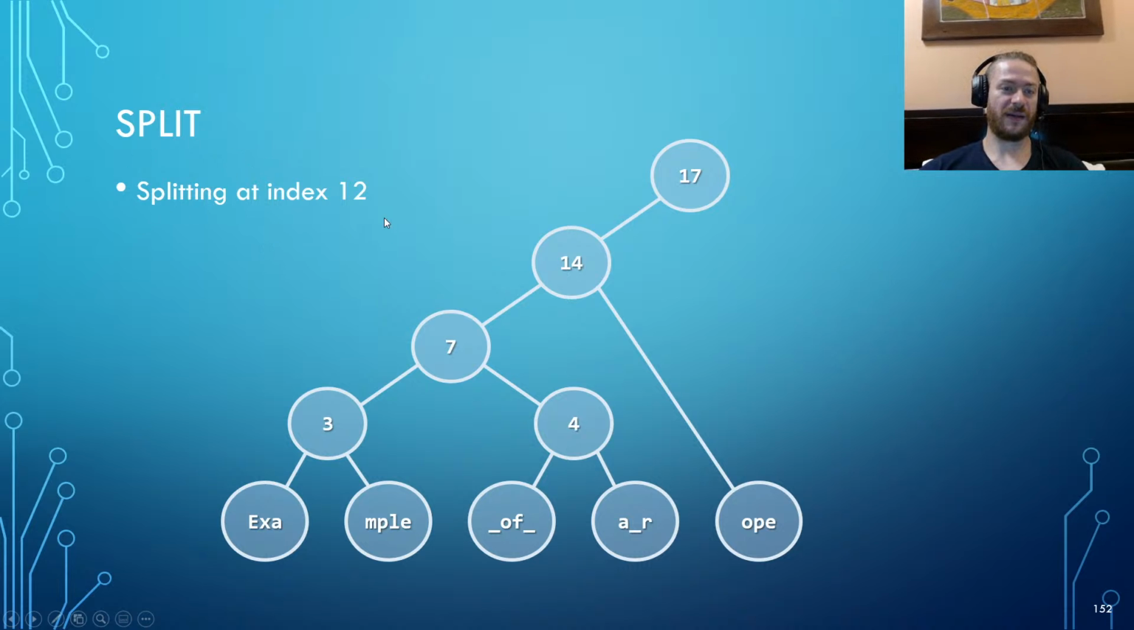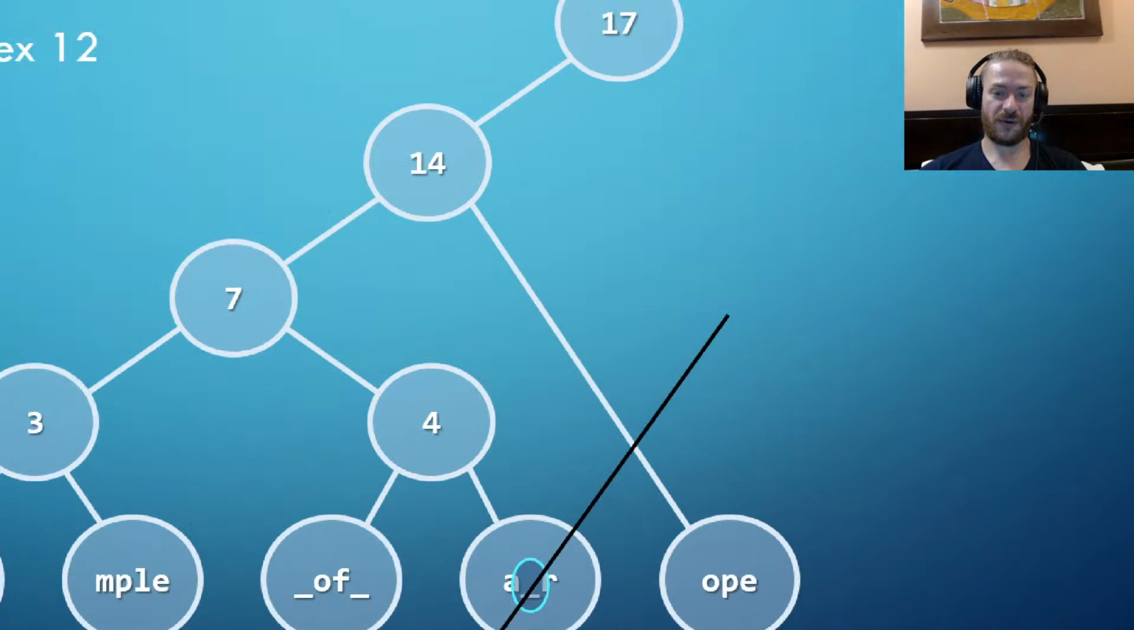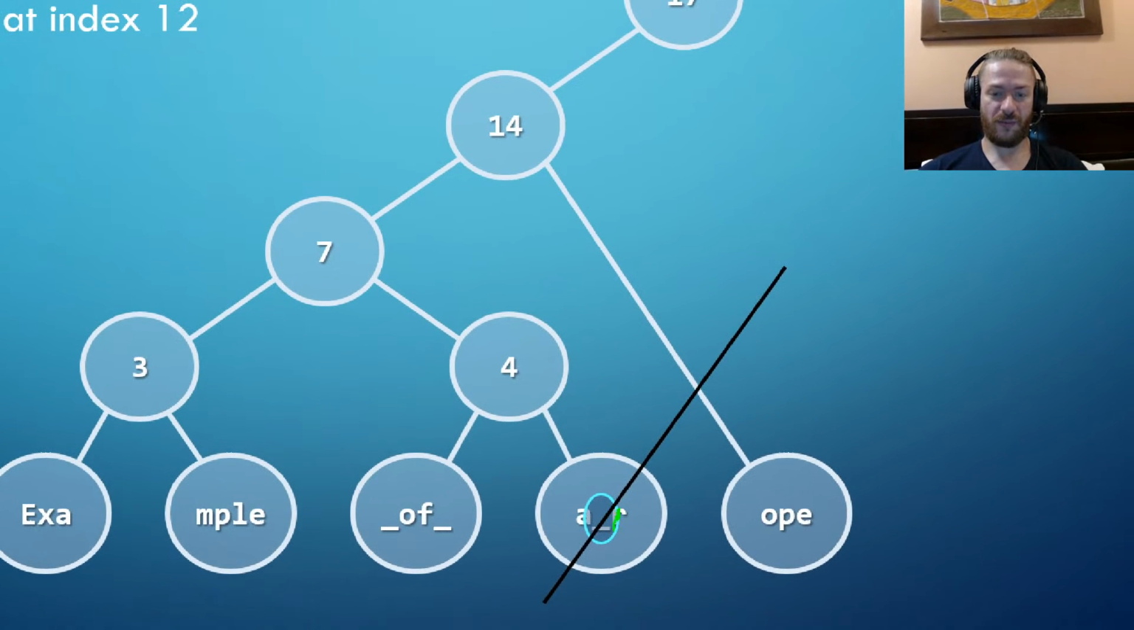How to split at index 12? First, we need to find it by indexing, and then we need to cut it like this. So to split, we need to remove everything from this part and then remove the connections.